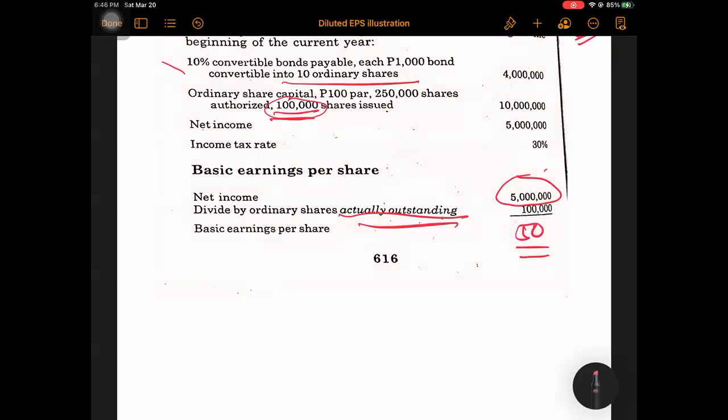Okay. So, for the convertible bonds payable to be considered as dilutive securities, the computation of our diluted earnings per share must be lower than your 50. If it is not lower than 50, then we ignore the convertible bonds in the computation. We do not compute diluted earnings per share, so we stay with the basic earnings per share.